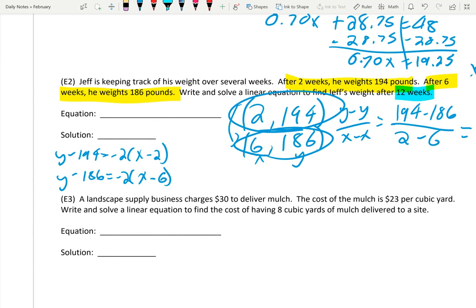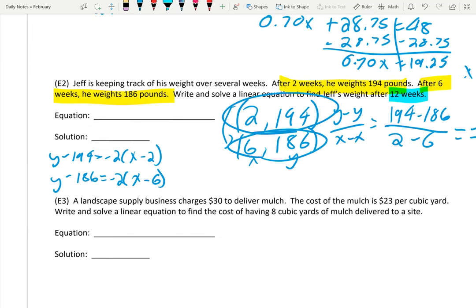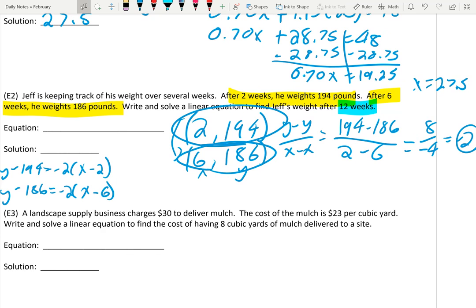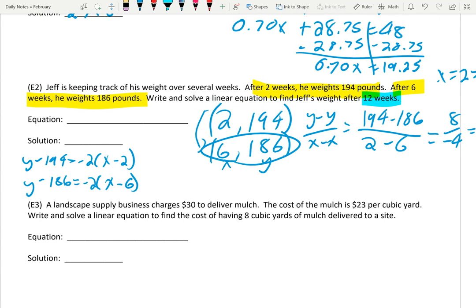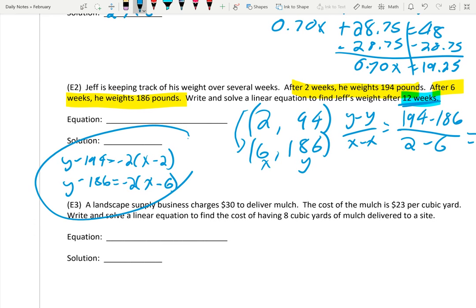Okay, there you go. You get the idea. Now the solution: we have to plug the 12 in, 12 weeks. Now remember, what we said earlier about our points is we said that x was weeks. So if x is weeks, then this 12 we're going to plug in to the x. It doesn't matter which equation you pick here. Either one should give you the same answer.